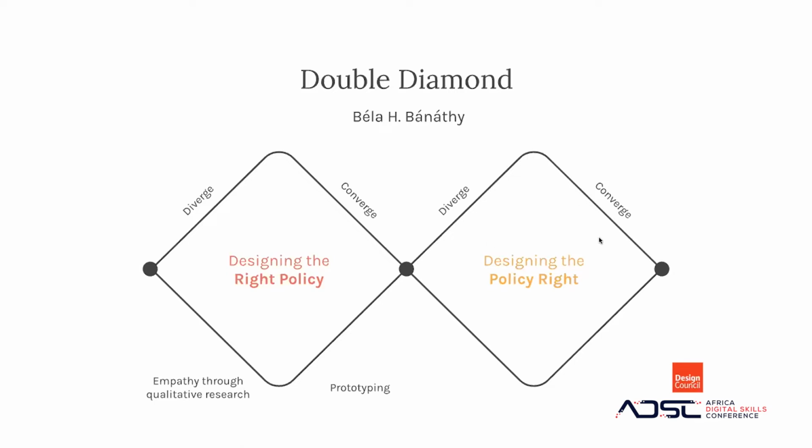And then in the second diamond, the shift is from designing the right policy to designing the policy right. So in other words, you want to make sure that the problem and possible solutions that we've identified together in the first diamond are achieved in the best possible way through a well-executed, usable policy. So once again, the first focuses more on the user. The second focuses more on the viability.